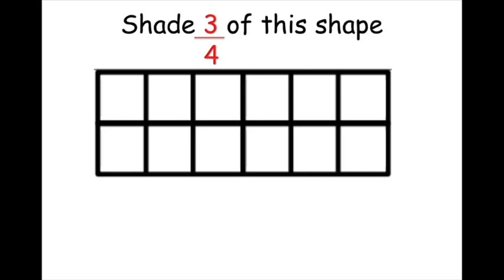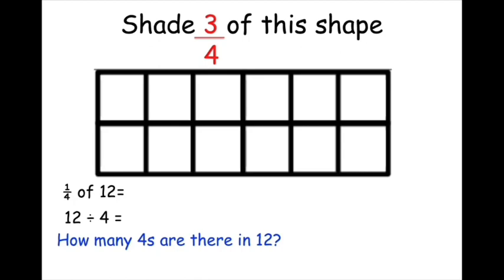So again I'm going to look to see how many squares I have that make up my whole. 1, 2, 3, 4, 5, 6, 7, 8, 9, 10, 11, 12. So I need to find first for this example, because it's 3 quarters, first I'm going to find 1/4 of 12. So we're going to do 12 divided by 4. How many 4s are there in 12? 4, 8, 12. So we know then 1/4 of 12 is 3. 12 divided by 4 is 3.